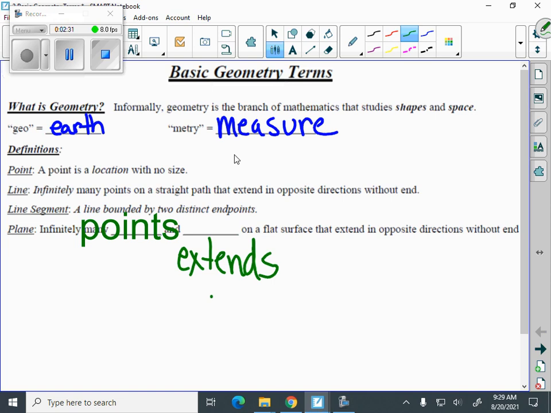So, how do I think of a plane? I think of it as a piece of paper, and it just extends out. So, it's just a flat piece of paper. Typically, it is in kind of a quadrilateral or a rectangle form. But it just goes this way and it goes this way. It doesn't go up or down. So it's a flat piece of paper.